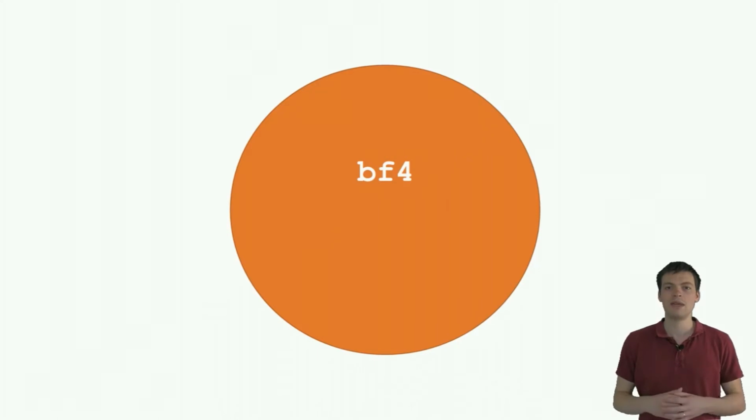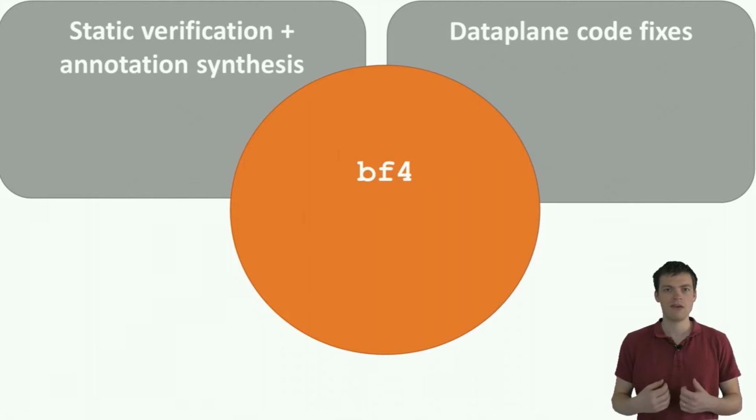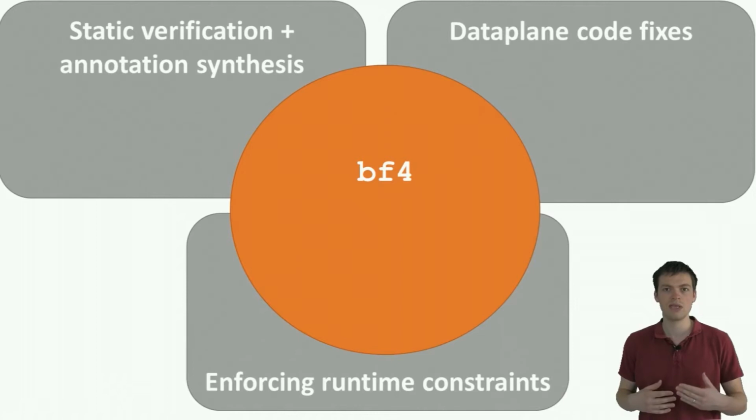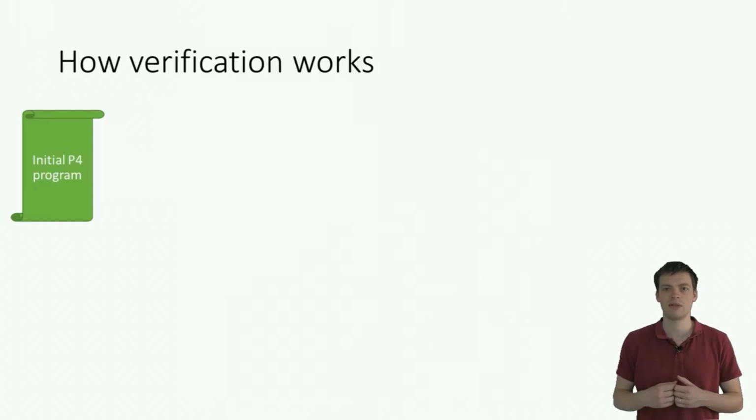Here are the main ingredients behind bf4. First, a static verification part, similar in nature to P4V, checks for reachable bugs. Then it computes a set of annotations, which rule out some of these reachable bugs. For the remaining bugs, bf4 computes data plane code fixes. The resulting annotations are converted into checks, which are then enforced at runtime. I'll dive into each component at a time, starting with the static verification part.